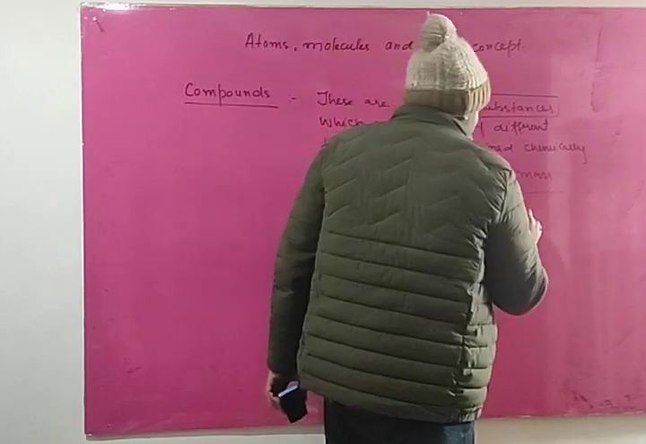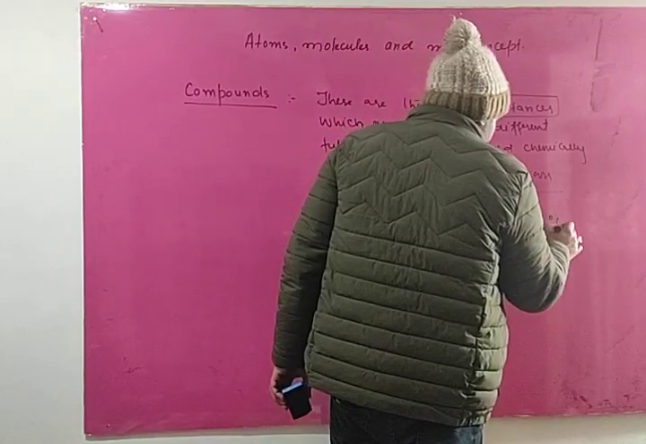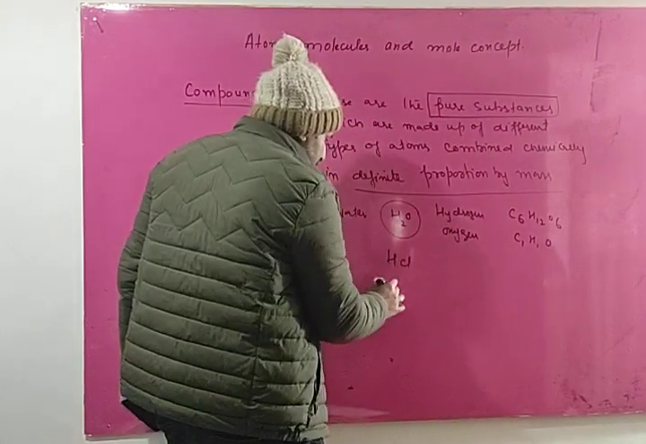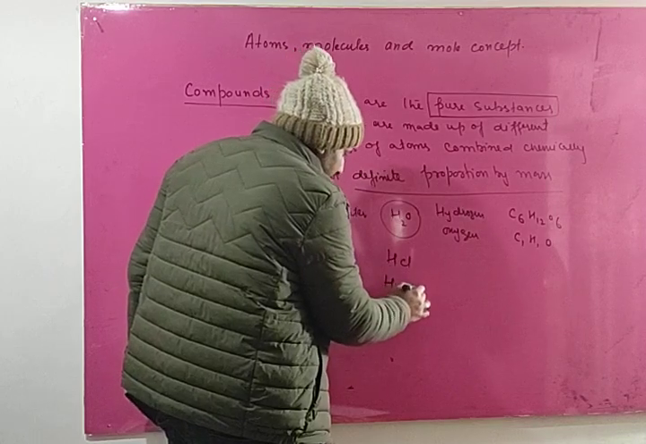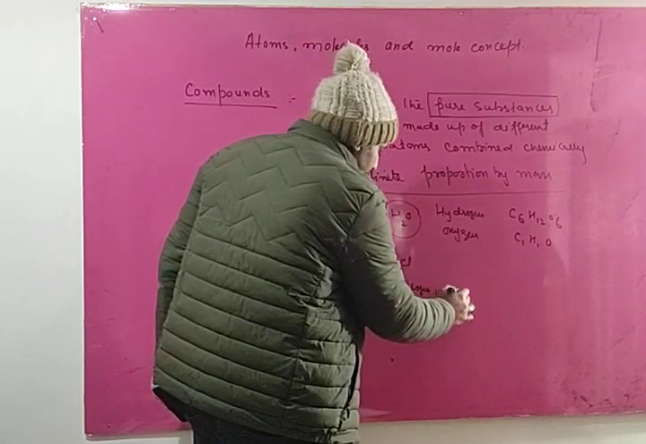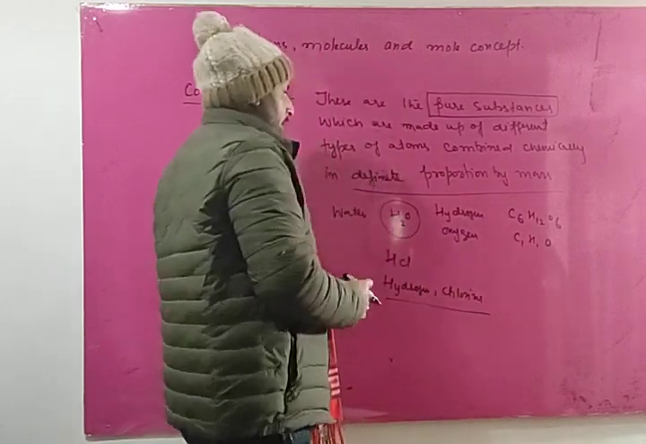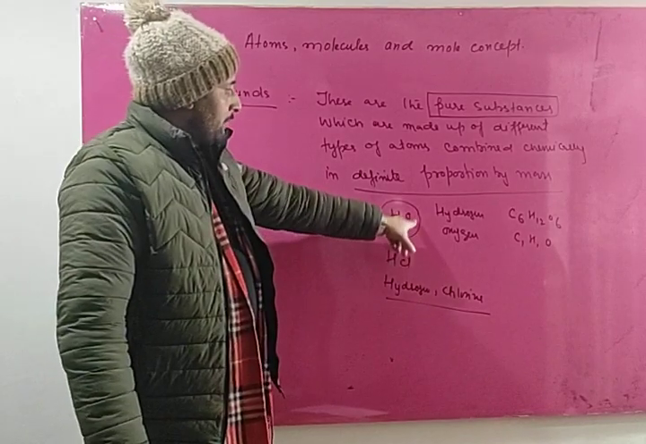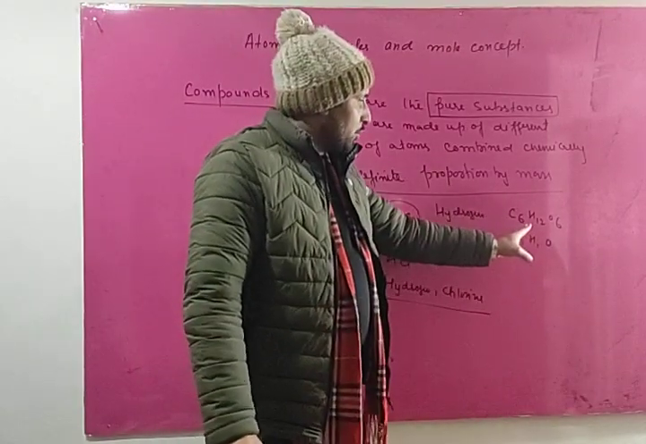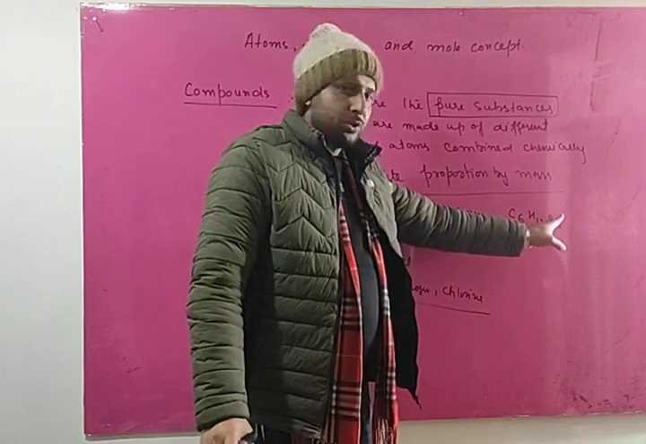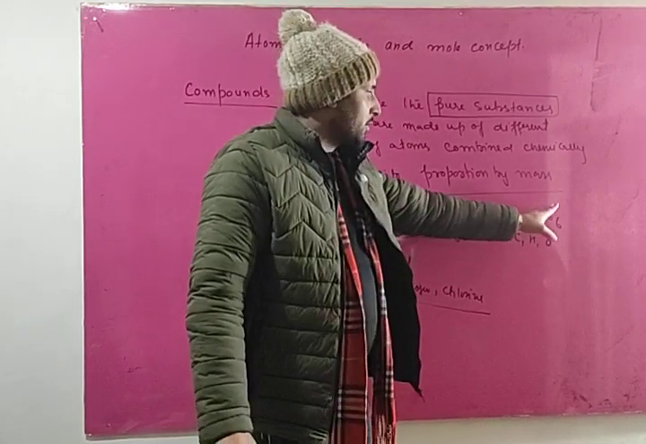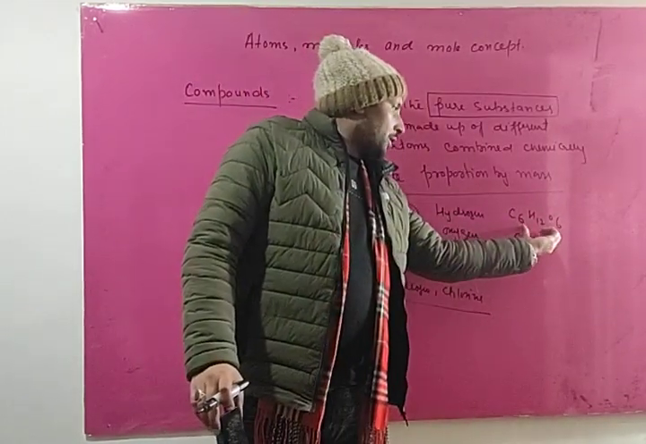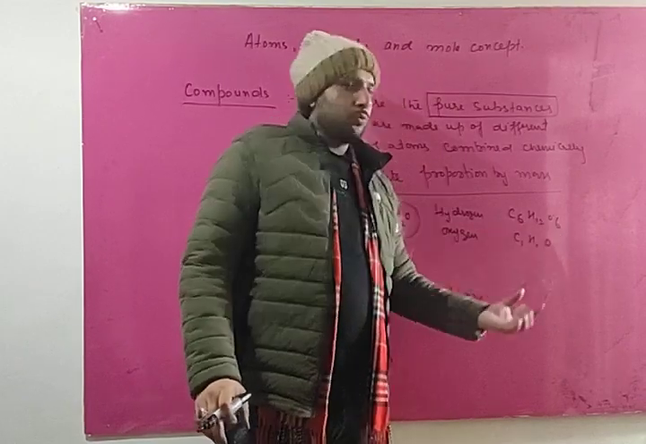We have a simple compound, glucose, for example. It's made up of carbon, hydrogen and oxygen. We have hydrochloric acid, HCl. It's made up of hydrogen and chlorine, right? And in water we have two hydrogen atoms combined with oxygen. In glucose, we have carbon, hydrogen and oxygen: 6 carbon atoms, 12 hydrogen atoms and 6 oxygen atoms have combined chemically to form the constituent particle of glucose.